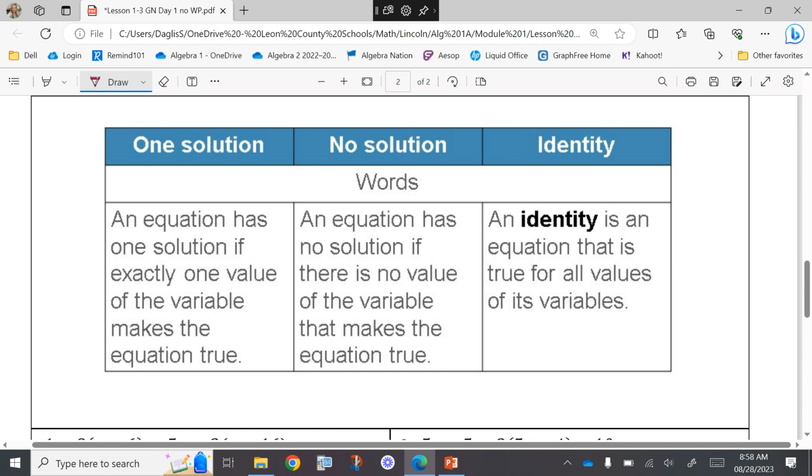An identity is an equation that is true for all values of its variables, okay? Sometimes that's also called all real numbers or infinite solutions. You can put anything into this equation and it'll be true, okay? So there can be one answer, there could be none, or they could be all of them. Typically we get just one solution, but it is possible to get the other two, and I want to make sure you see it.